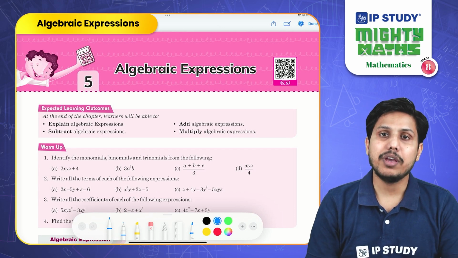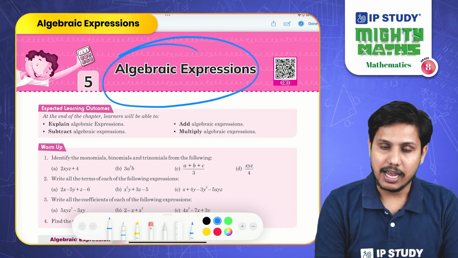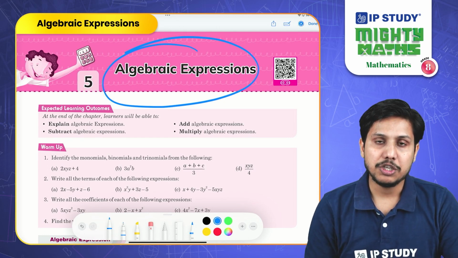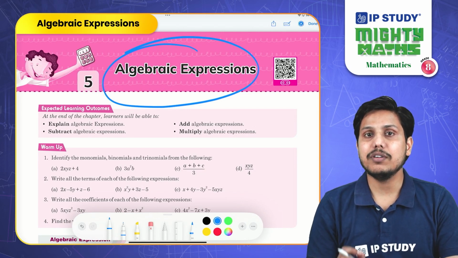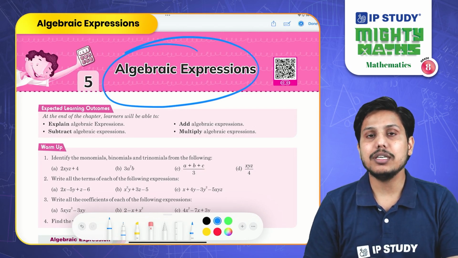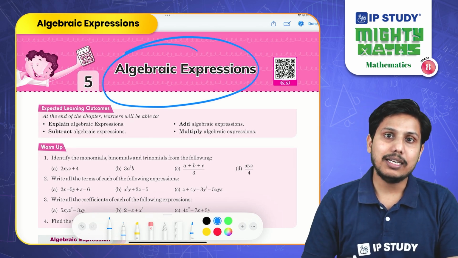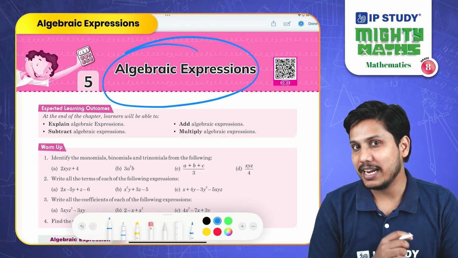In this video, we are going to cover the 5th chapter of grade 8 mathematics and the name of the chapter is Algebraic Expressions. Students, first of all let us see what are the different topics we are going to cover under this chapter. So we'll see what is an algebraic expression, then we'll see how to add them, how to subtract them, and in the latter part of the video we'll see how to multiply two algebraic expressions.